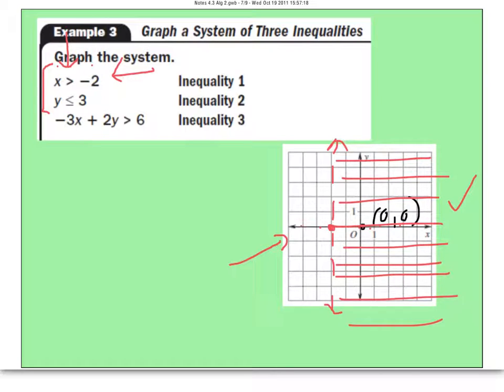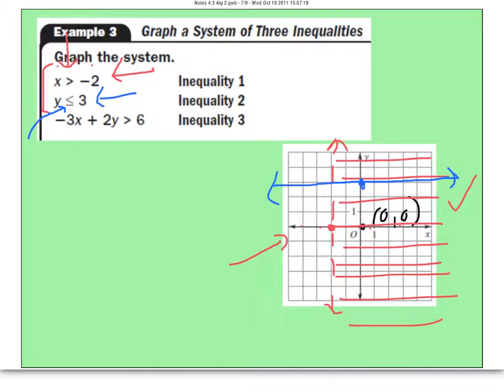Okay, the next one. Let's do y is less than or equal to 3. So I have to go to y at 3, which is right here. Again, the y-axis goes up and down, so this one actually goes left and right. It's a horizontal line. The inequality would say it's solid.